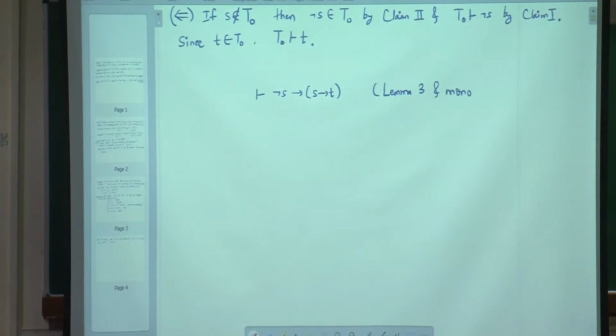And monotonicity. By monotonicity we can increase the left hand side to T naught. Then because we have S implies T, okay, this is by MP, provided we say that T naught proves negation S, which we already had. Okay. Now what is the final step? Therefore, S implies T belongs to T naught by claim 1.